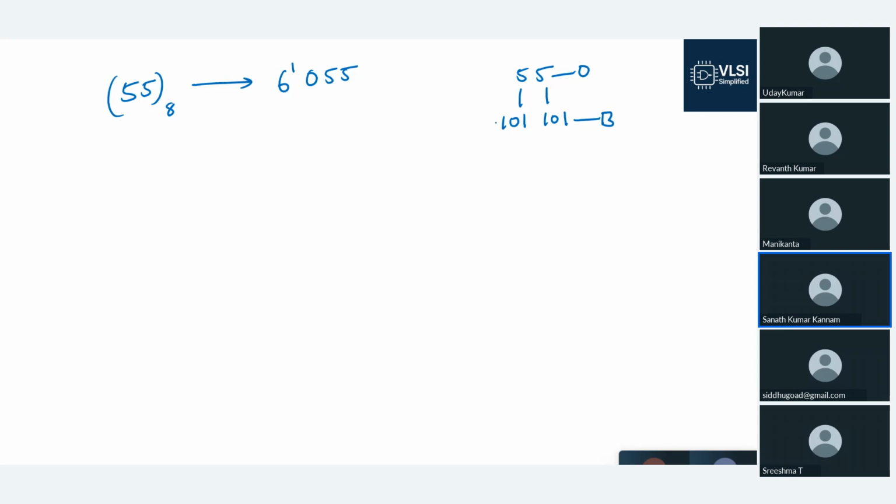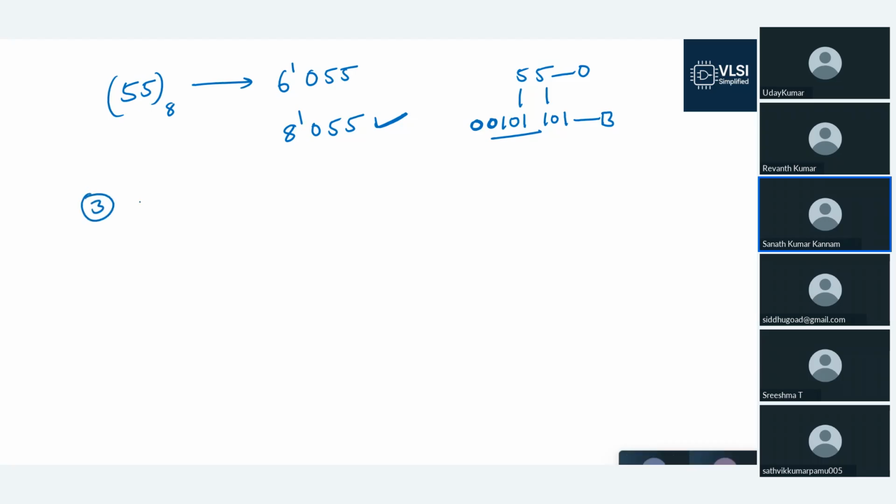Like this also you can represent. Suppose you add 2 more zeros in this, you can represent it like this, that is 8 tick octal 55. So this is also correct. If you pad 2 more zeros before this value, the value will not change. So this is the octal representation.